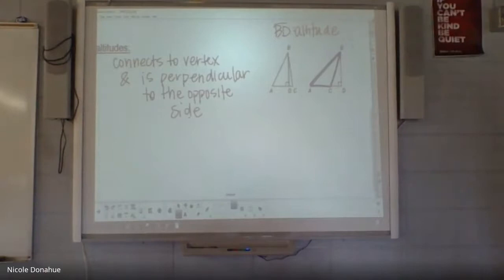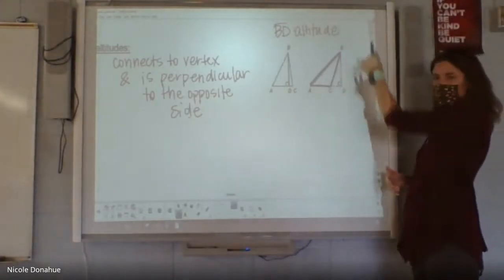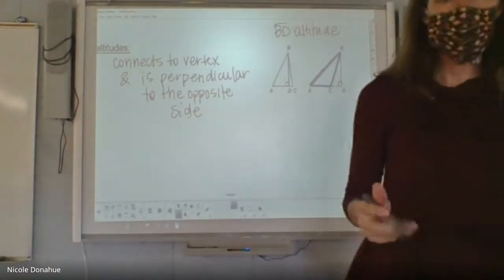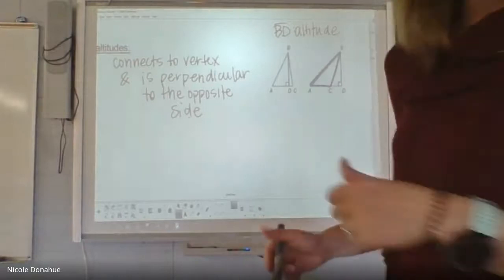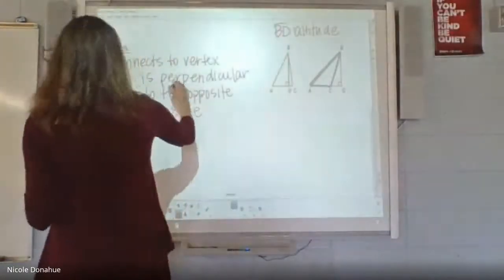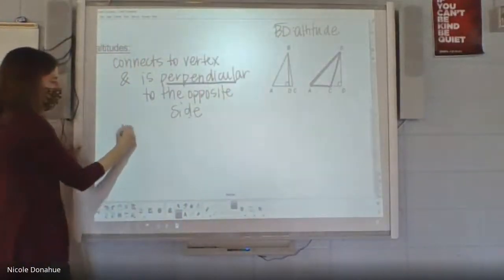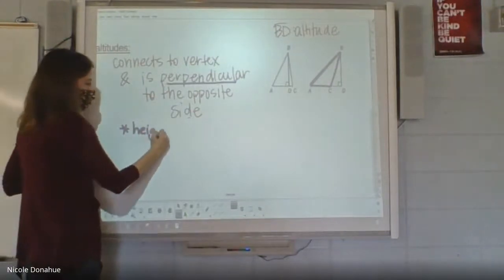And so again, that's probably called the height of a triangle when you found the area. So we do base times height divided by 2. The height is that altitude. So it must be perpendicular, that's really important. We also call this the height of the triangle.